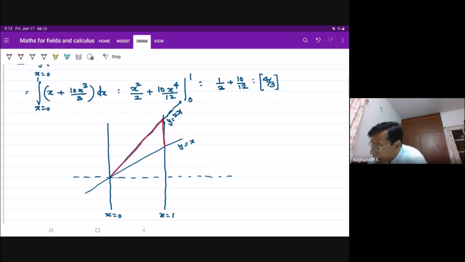In this region, I have to integrate. Earlier, we integrated it with respect to y. That means we produced a vertical strip, then moved it in the horizontal direction. Now, carefully look at it. This is 1, 1, correct? This is 1, 2. Listen carefully. This is 1. This is 2.